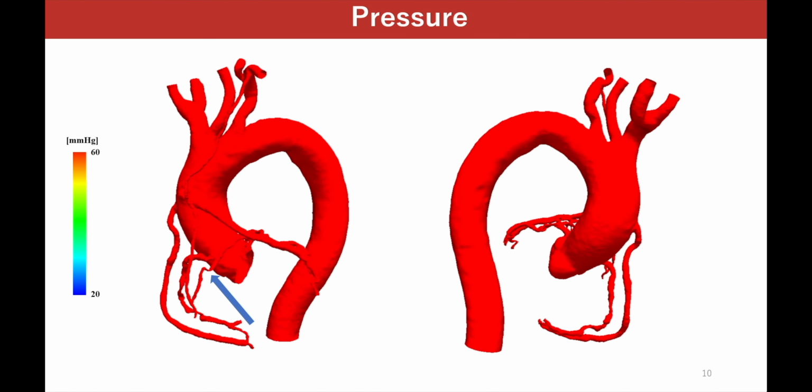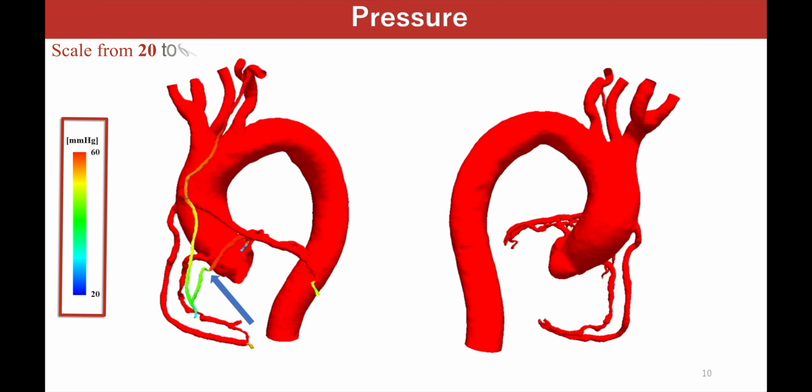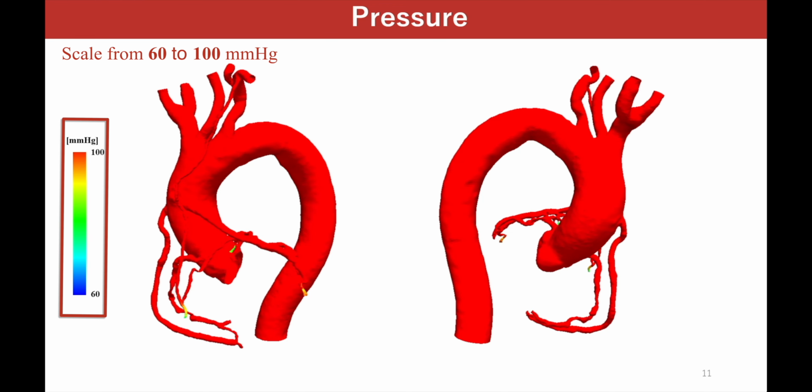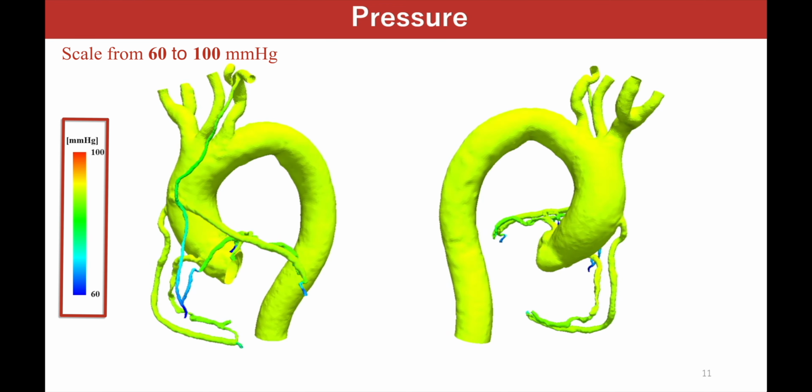Pressure within the coronary system is crucial for assessing the success of the bypass graft. Our data shows stable pressure gradients across the grafted sites, indicating successful alleviation of previously obstructed blood flow. This is a map of pressure from 20 to 60 millimeters of mercury. This is a map of pressure from 60 to 100 millimeters of mercury.